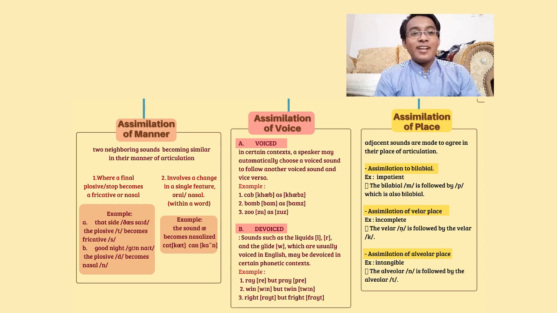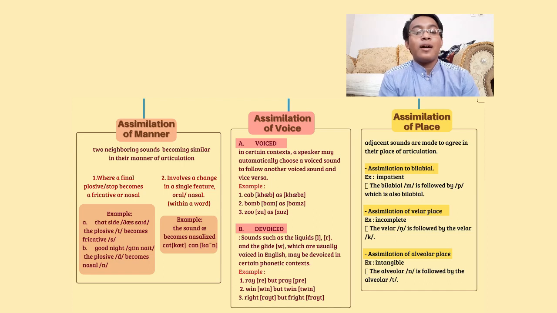Okay, Andira and Nada have explained about manner and voice assimilations, that there are two types of assimilations. So the next one is place of assimilation. That is, the sound that is produced when adjacent sounds are made to agree in their place of articulation. Or in other words, when two sounds come together and change or melt into a new sound. There are three types of assimilation.